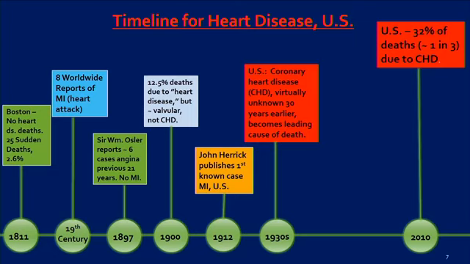1900, we know from Jones' paper, 12.5% of deaths were due to heart disease, but that wasn't coronary artery disease cases. Those were valvular disease, rheumatic fever, endocarditis, syphilis. Valvular cases, again, not coronary artery disease. 1912, John Herrick publishes the first known case of myocardial infarction and heart attack in the United States with documented autopsy evidence. 1930s, coronary heart disease now becomes the leading cause of death. 30 years earlier, virtually unknown.